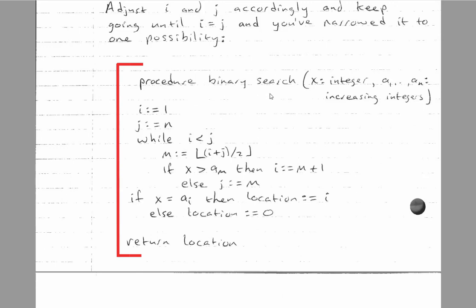So this is more complicated. More things here. We have to keep track of i and j, so this gives us the search range.